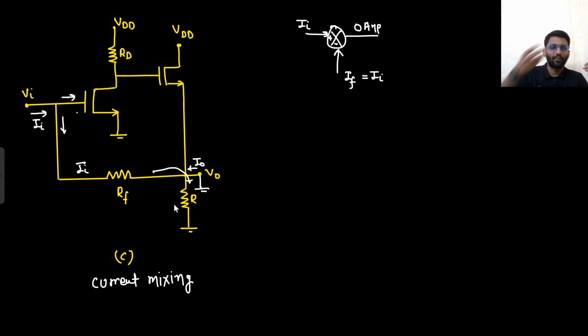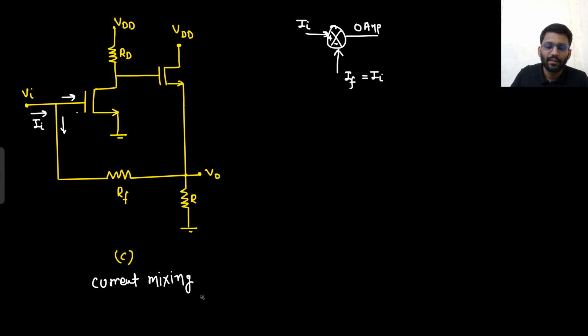So what kind of feedback is there? What are you getting from the output? You are getting nothing from the output. Right? If the V node is grounded, you are not getting anything from the output. So certainly there is voltage sampling.